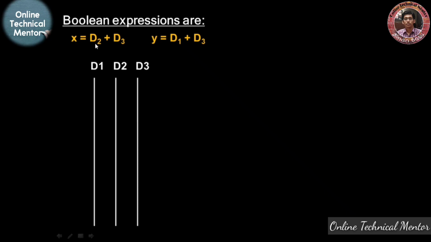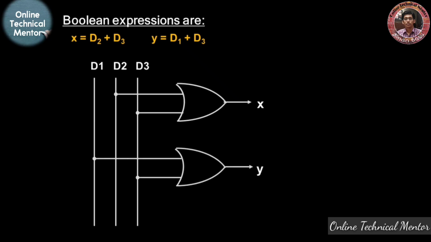For the first Boolean expression, x equal to D2 or D3, you have to draw connections from the D2 and D3 lines and make an OR operation between them, just like this. So draw the connections from D2 and D3 and make an OR operation, and you will get x as an output. Similarly, for the second expression, y equal to D1 or D3, you have to draw connections from D1 and D3 and make an OR operation between them, and you will get y. So this is the logic diagram of the 4x2 encoder.